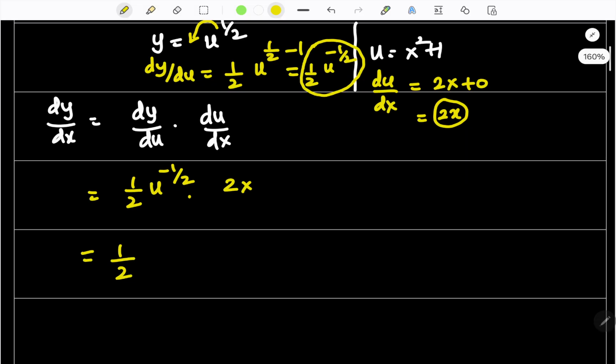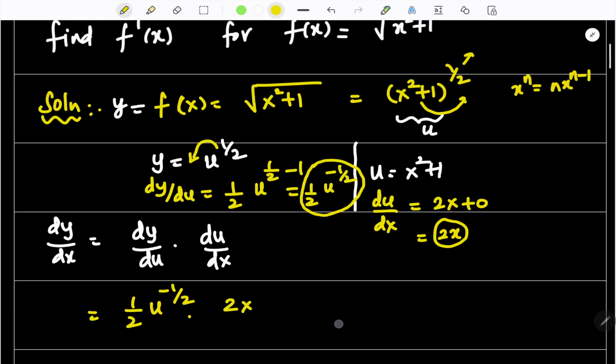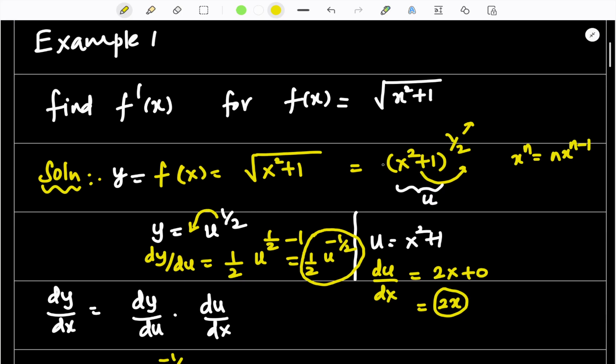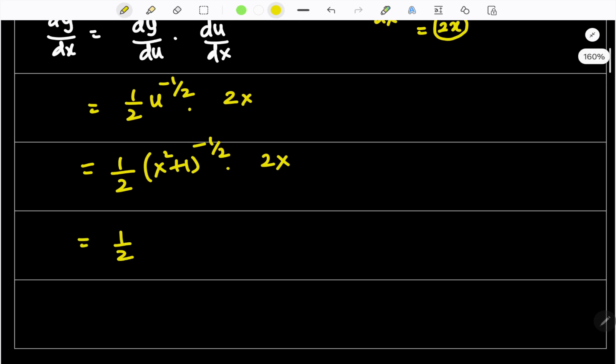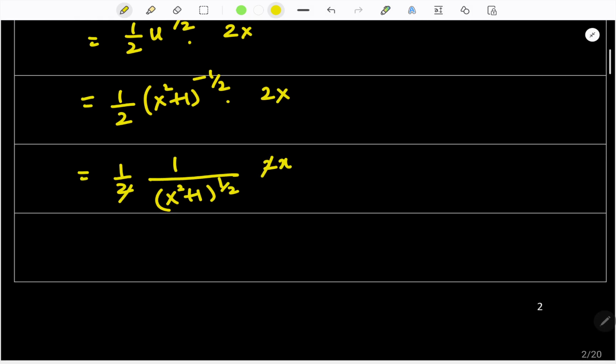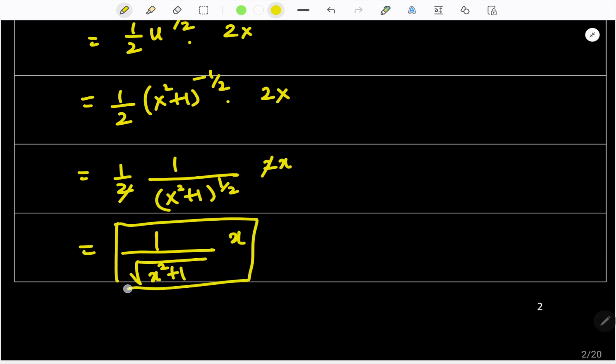Okay. This is half times u. What is your u? You are calling u as what? Square root of x square plus 1. This is your u, right? So this is equal to x square plus 1 to the power of negative half times 2x. Right? So this equals half times, I'm taking it down, x square plus 1 to the power of 1 by 2 and 2x. What happens now? 2 gets cancelled. This equals 1 by power half, which is square root. x square plus 1 times what? x. So this is your answer.